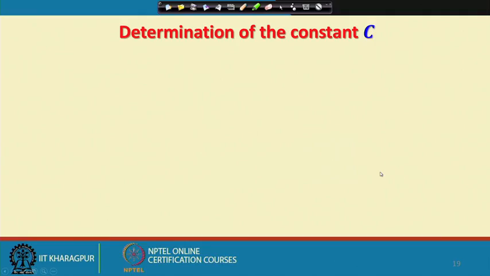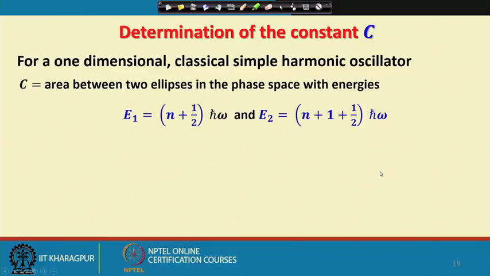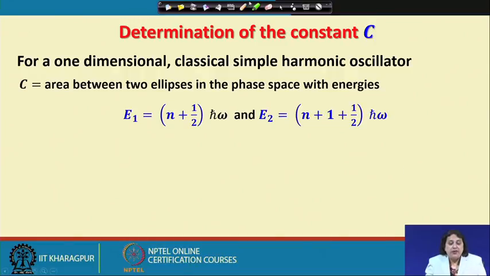Now, obviously, in this case I have still left undiscussed the determination of the constant C. If you want to understand what the constant C is, the C is nothing but the area of the phase space that belongs to one discrete quantum state. And therefore, this area between the two ellipses in the phase space with these two energies, E1 which is n plus half h cross omega and E2 which is n plus 1 plus half h cross omega, is what will give me a measure of the constant C.